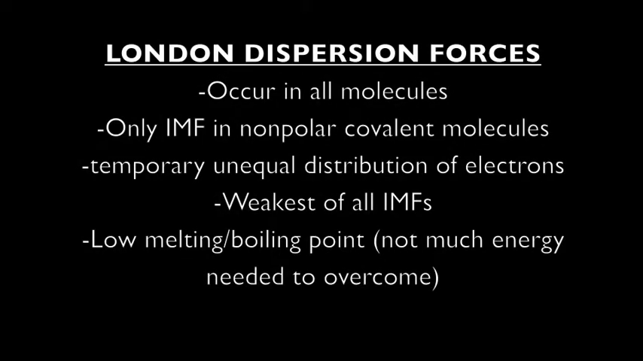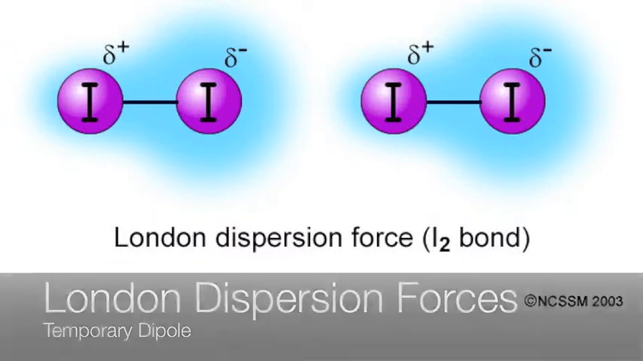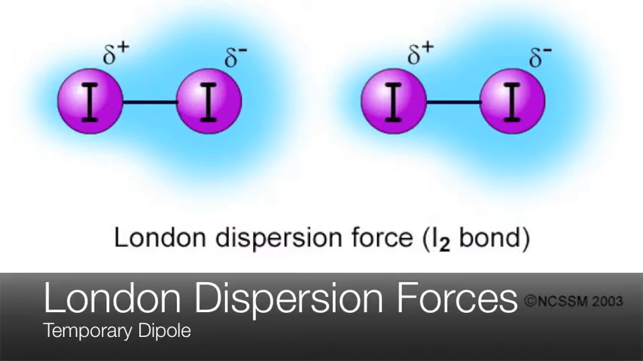London dispersion forces occur in all molecules. However, they are the only IMFs in nonpolar covalent molecules. They result from the temporary unequal distribution of electrons. They are the weakest of all intermolecular forces. They have low melting points and boiling points, which means not much energy is required to overcome them.